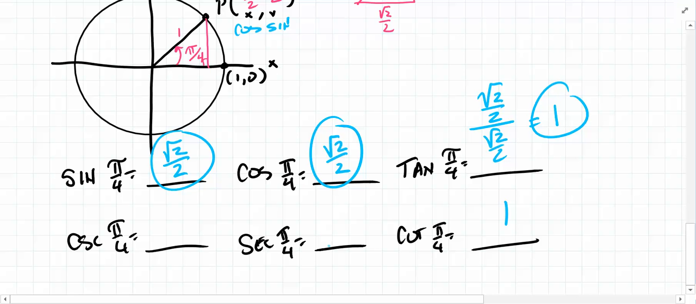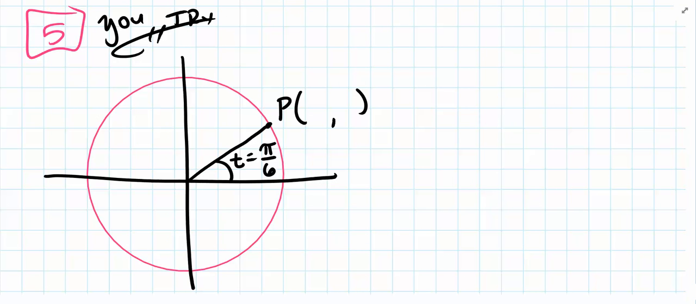All right. Okay, here's the picture. Here's the setup, right? There's a point P on the unit circle. I'm not going to tell you the coordinates of P. You have to figure it out because I'm telling you that the angle T is pi over 6. All right? You are on the unit circle, so that means that this point is 1, 0, and that means the hypotenuse is 1 of that triangle. Okay? So you need to figure out the points and then tell me all 6 trig functions that correspond to T at point P.